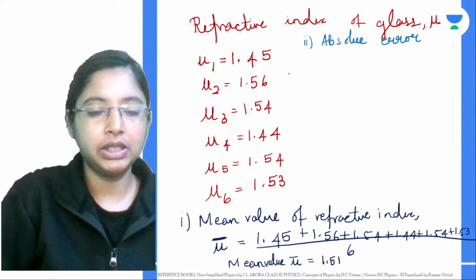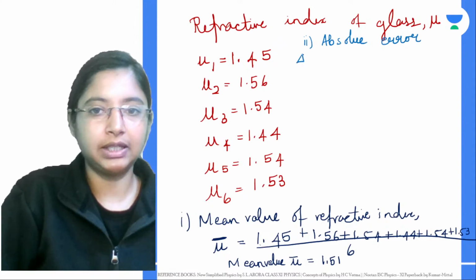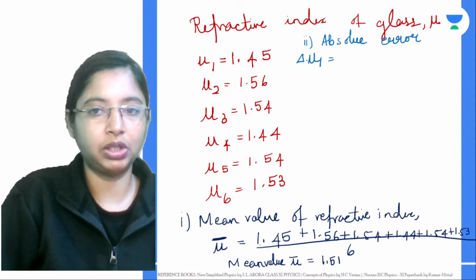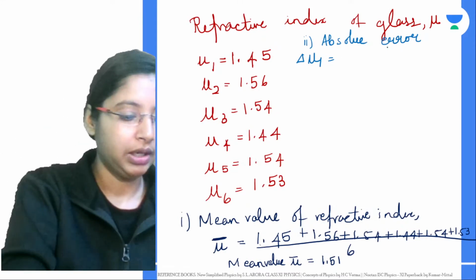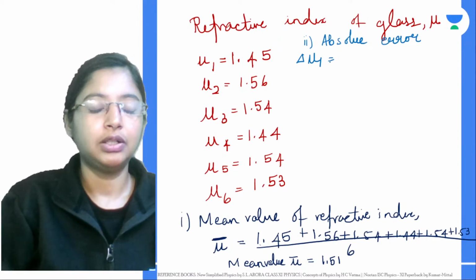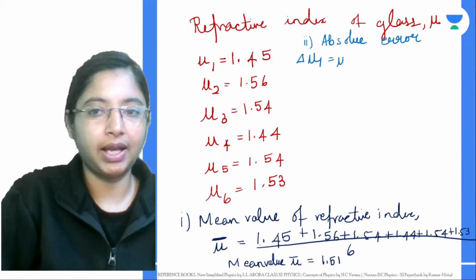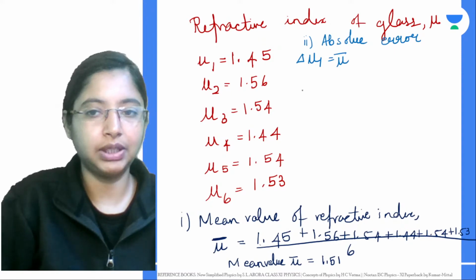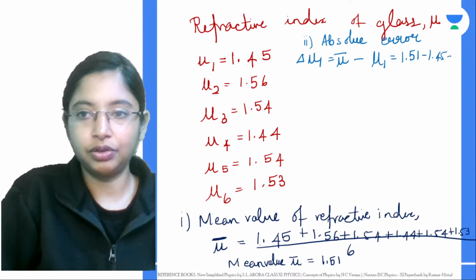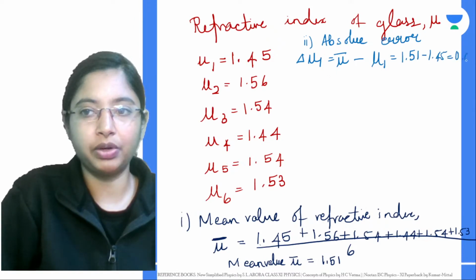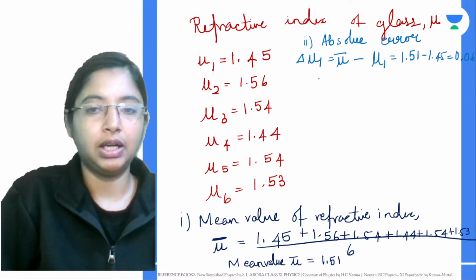What is the absolute error for the first one? That is given as delta mu1. Delta mu1 will be the mean value, which is the true value, minus the value you got for that particular reading. Here the mean value is 1.51 minus, for the first set, we got 1.45. The difference between them is 0.06. That is your absolute error.